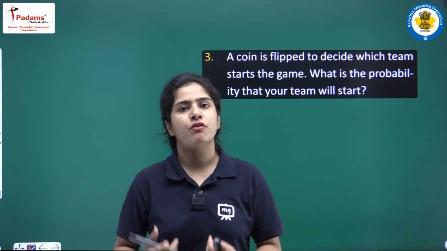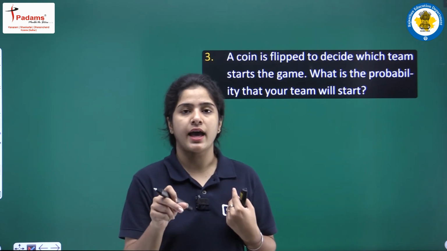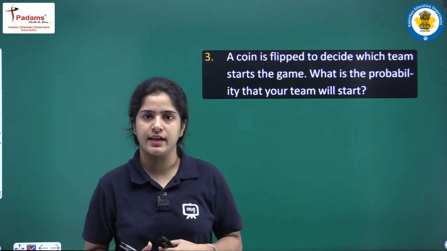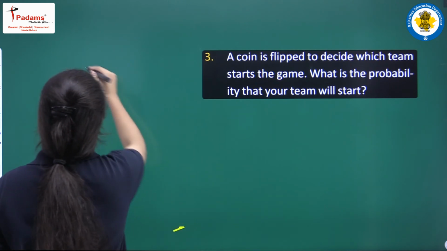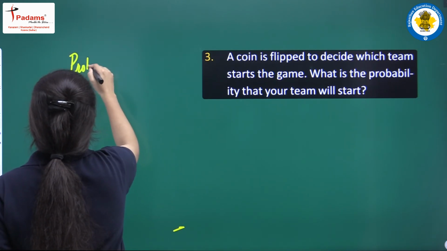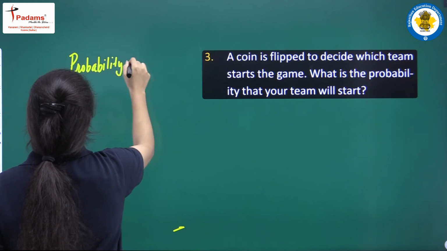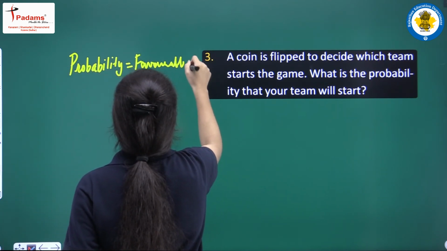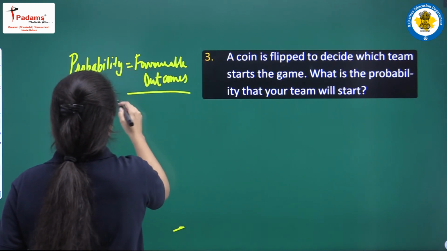Alright students, for example, I have decided that when I'm tossing this coin and there will be heads on the top, then I'll be starting the game, and then the coin is tossed up. Alright students, when the coin is tossed up, the probability is equal to, you know this thing now? Probability is equal to favorable outcome upon total outcomes.